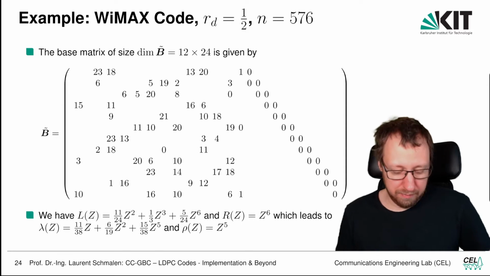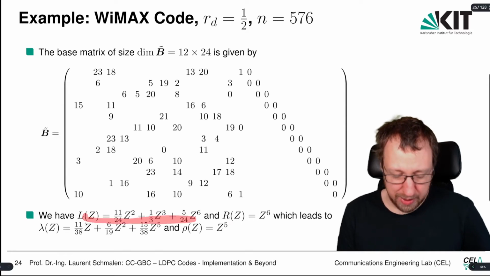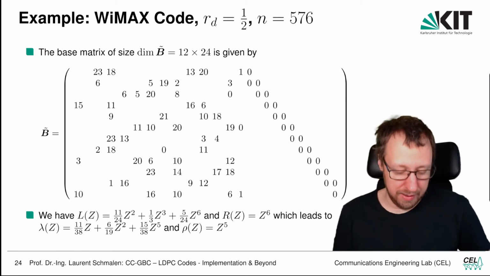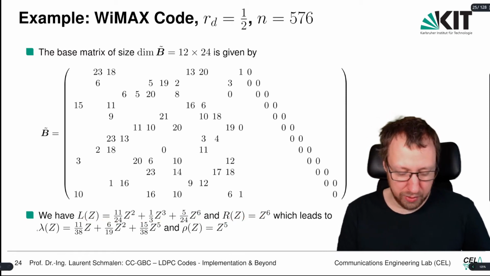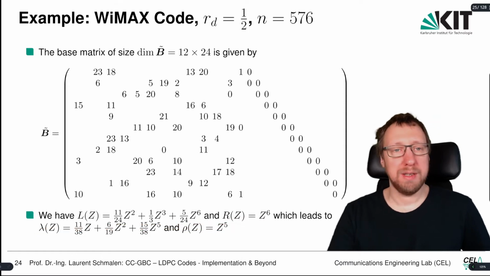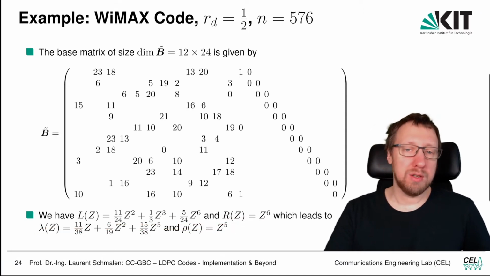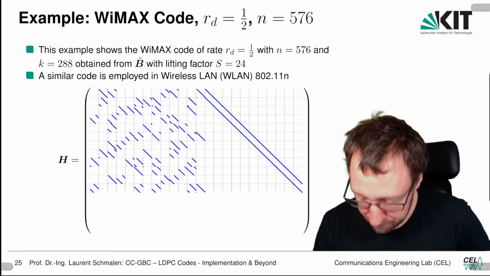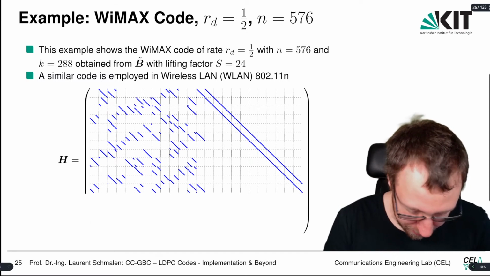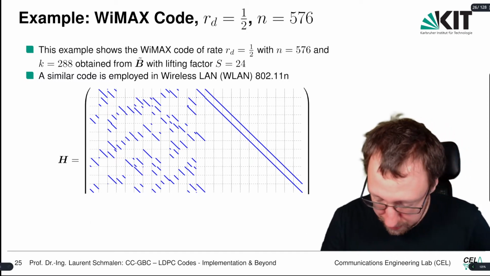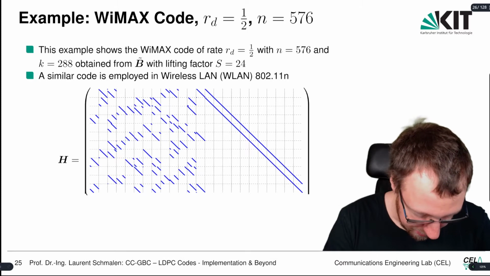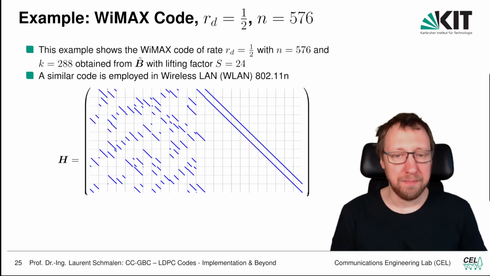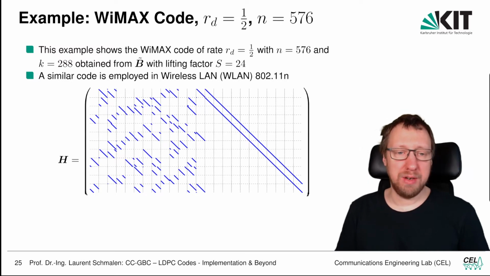So the degree distribution is given here. You can just count the degree distribution from the base matrix, and from L of Z and R of Z, you can get lambda of Z and rho of Z. Now, if we construct the parity check matrix, this is what we get, and this is a little bit too big, so we need to cut the matrix here. So this is the matrix H, the parity check matrix.